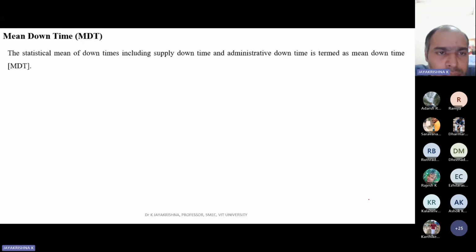Okay, then what is mean downtime? MDT. The statistical mean downtime includes supply downtime and administrative downtime. So if you sum up the supply downtime and the administrative downtime because of maintenance being carried out, we call that mean downtime. The summation of supply downtime and administrative downtime divided by 2. So the mean of supply downtime and administrative downtime is called MDT, mean downtime.